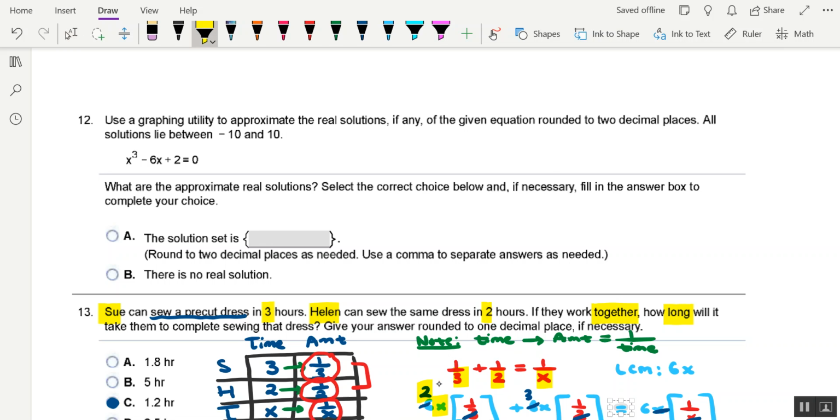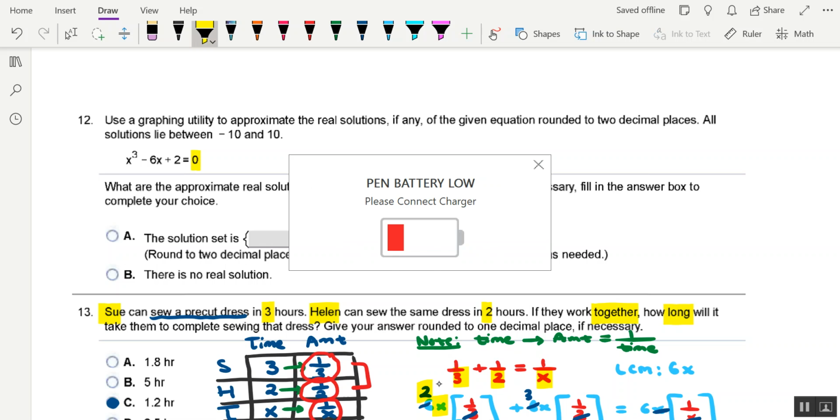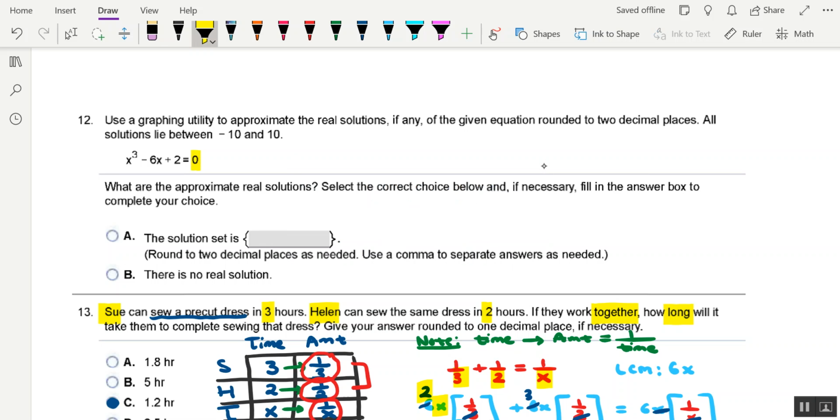There we go. Alright, so the fact that one side of the equation is equal to 0 means that we'll use the 0 feature. Now when you use the 0 feature, you only need one graph, and that graph is going to be defined in y1 in the y equals menu, and y1 is going to be the expression x cubed minus 6x plus 2.